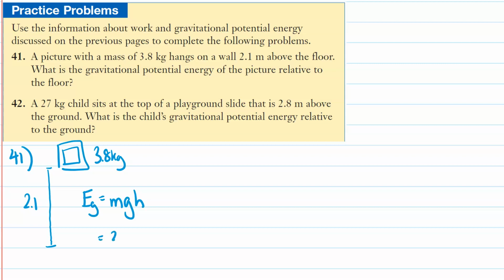The mass we're given is 3.8 kilograms. G, since we're on Earth, is 9.81 meters per second squared. The height relative to the ground is 2.1 meters, and we plug all that into the calculator. We'll get a number of 78.2838 on the calculator, but we look at the data. We have 2 sig digs for mass, 2 sig digs for height, so our final answer should have 2 sig digs. Our final answer should be 78 joules.